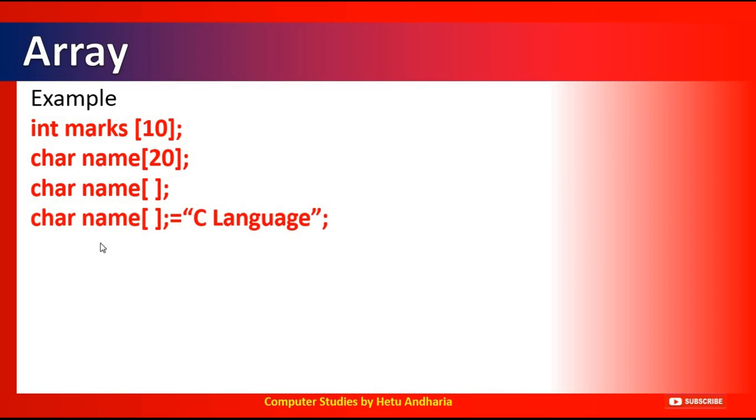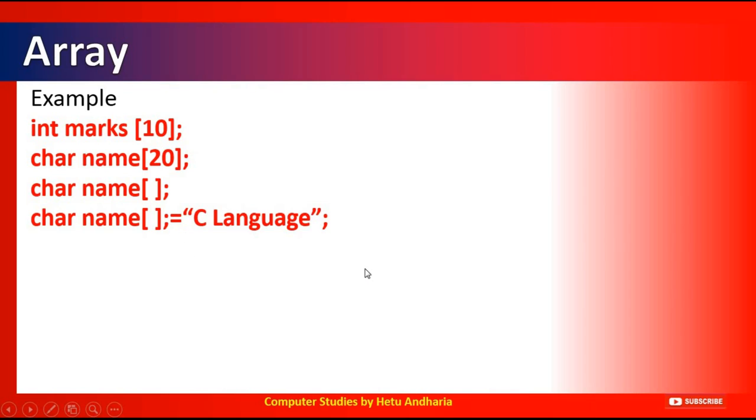Okay. Now another example. Character, name, square bracket open, close. Here I have not mentioned the size. Is equal to, in double quotes I have written here, C language. Okay. Then automatically how many bytes will be allotted? It will allocate, how many letters are here? 1, 2, white space is 2, 3, 4, 5, 6, 7, 8, 9 and 10. So here automatically the compiler will assign 10 plus 1 for null, that is 11 bytes space.